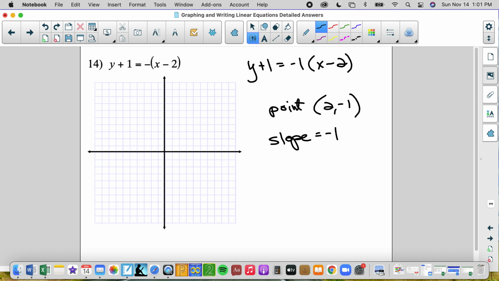Let's plot the point, 2, negative 1. My slope is negative 1. Negative 1 as a fraction is negative 1 over 1. That's down 1, right 1. There's only one negative there. You can put it in the numerator or denominator, but you can't put it in both. Down 1, right 1, down 1, right 1, or up 1, left 1.